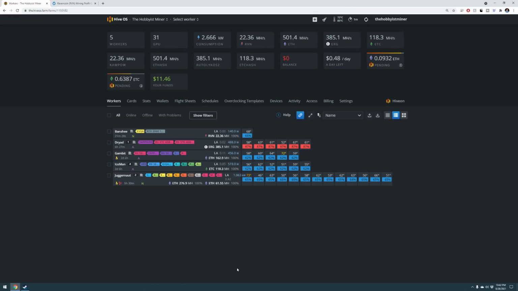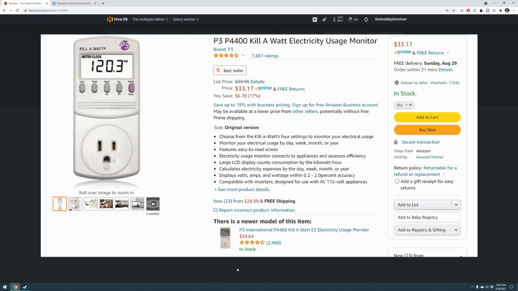So hopefully this was helpful. That voltage meter you saw there, guys, is like $20 and it's on Amazon. I'll put a link down below. It's called a kilowatt meter. It's super, super well known in the mining industry. Everybody and their brother uses it.